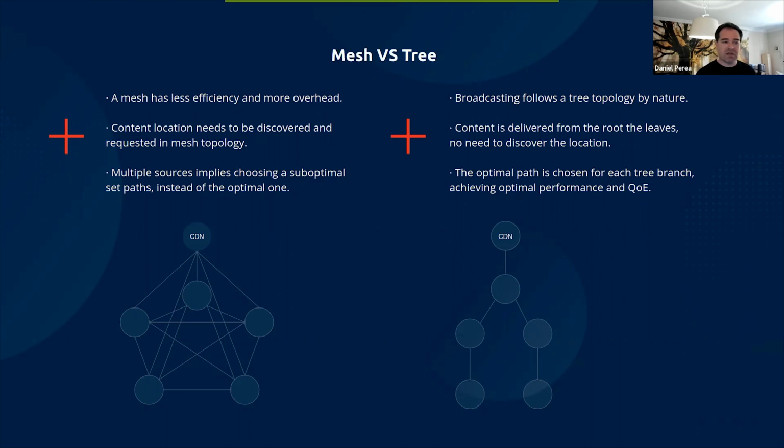And that means that you don't want to have multiple paths for the content to be delivered. If you have multiple paths, essentially what happens is that you are achieving less efficiency and more overhead. Why is that? Because instead of having the right way to deliver the content, you are delivering the content from multiple places at the same time, that at the end of the day is going to increase the overhead and reduce the efficiency. Why is the overhead increased?